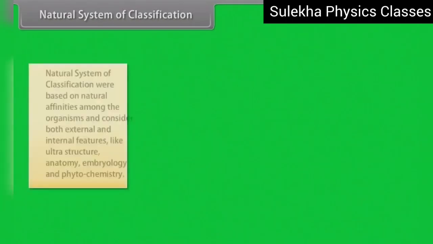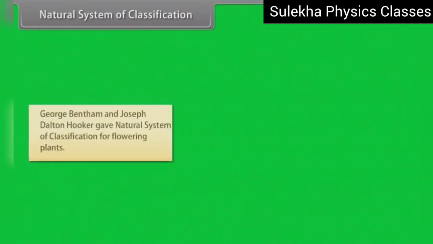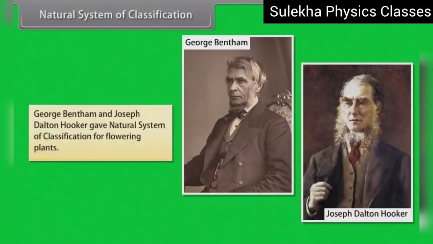Natural system of classification. Natural system of classification were based on natural affinities among the organisms and consider both external and internal features like ultrastructure, anatomy, embryology, and phytochemistry. George Bentham and Joseph Dalton Hooker gave natural system of classification for flowering plants.